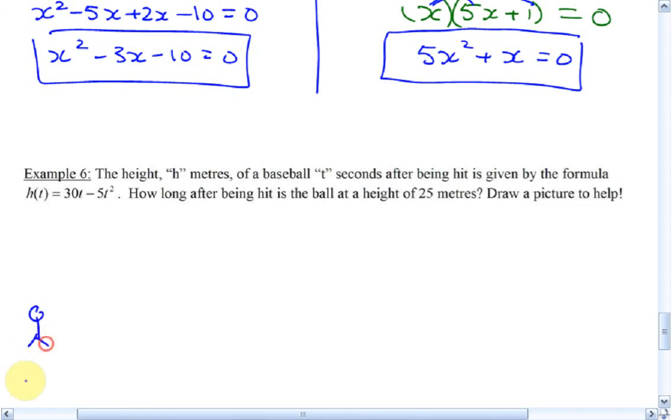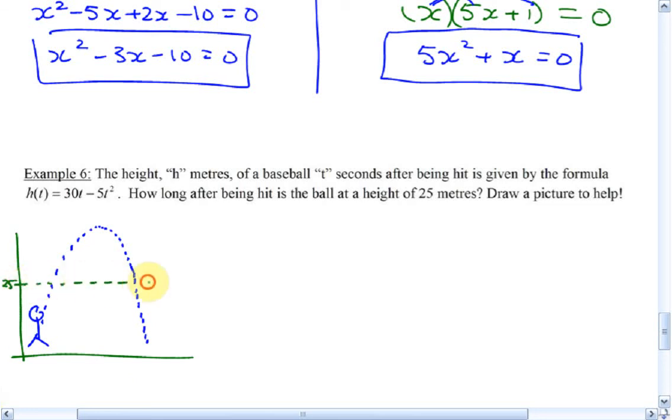Here's me. I'm hitting a baseball. What happens with the baseball? It goes up in the air, and then it goes back down. Now, it says here, how long after being hit is the ball at a height of 25 meters? Maybe 25 meters is right here. Okay, so I'm asking you, how long after being hit is the ball at a height of 25 meters? Do this in our calculator.